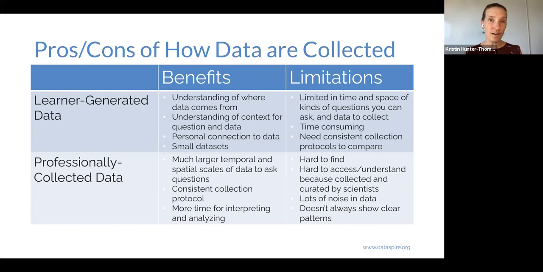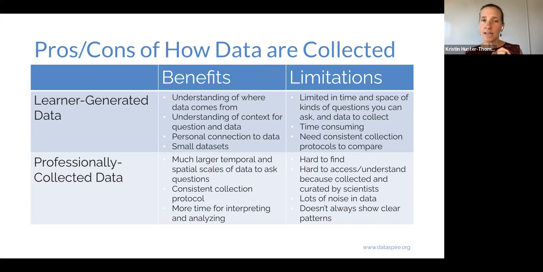It can be hard to find the data that work or that are relevant or that are appropriate for our learners. It can be hard to access or understand. It's been collected by scientists and engineers for scientists and engineers, not, for example, our second grade students or our fifth grade students or our seventh grade students. There can be a lot of noise in the data. Variability exists. It's a real thing and it exists there. And it doesn't always show clear patterns because the real world doesn't always show clear patterns.